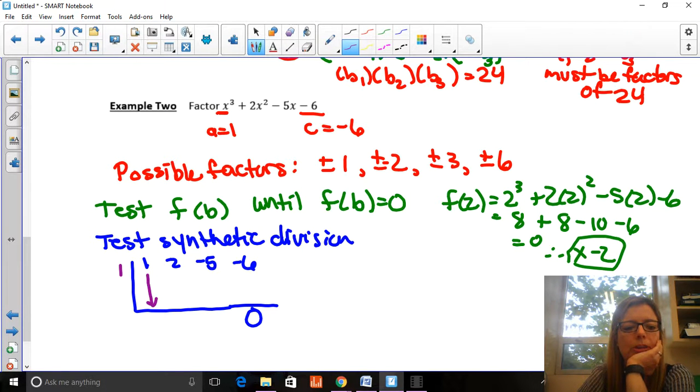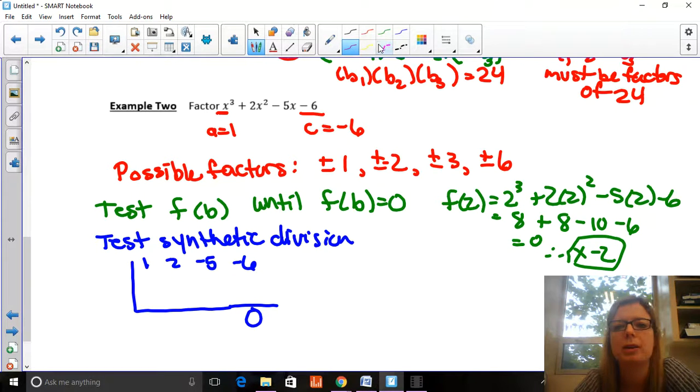I bring down the 1. 1 times 1 is 1. 2 plus 1 is 3. 3 times 1 is 3. Minus 5 plus 3 is minus 2. I'm not going to get a remainder of 0, so 1 doesn't work. That sucks. So erase, erase.